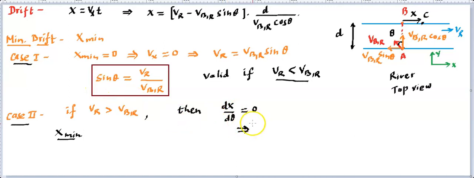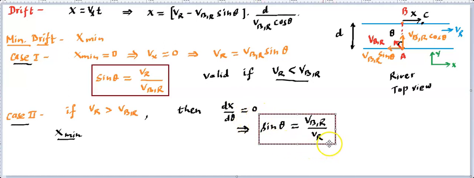After doing this, you will get sin theta is equal to VBR divided by VR. This is what you need to verify after doing the differentiation and putting it 0, in order to get this x minimum. And to remember, it's quite simple. Whatever this ratio was, since now VBR becomes smaller, this ratio becomes reciprocal or reversed. So this is how the calculation goes.